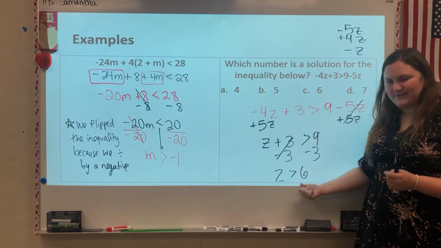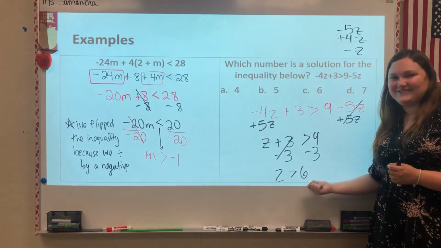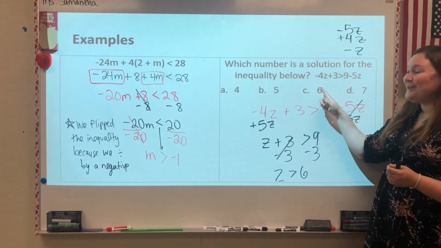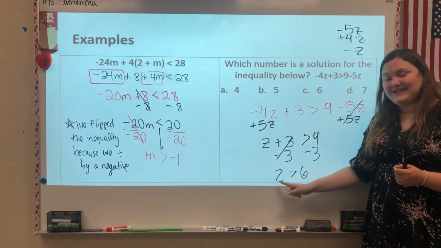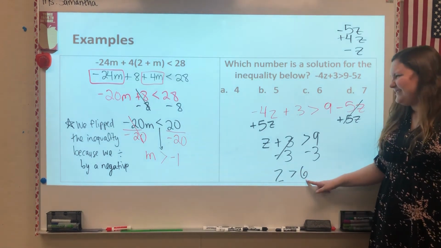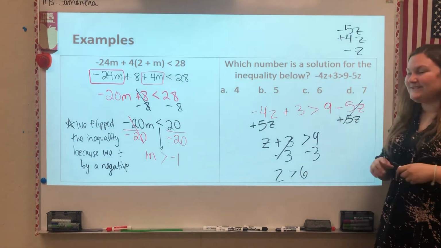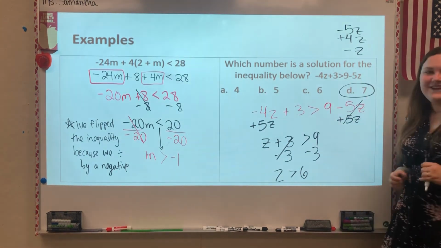No, because 4 isn't greater than 6. Could it be 5? No, because 5 isn't greater than 6. See where I'm going with this? Could it be 6? No, because 6 is not greater than 6. If I say I'm thinking of a number that's greater than 6, my number can't be 6. The only option z could be is 7.